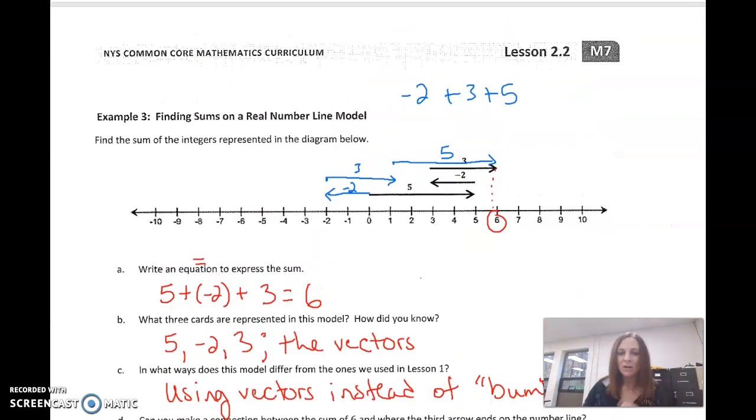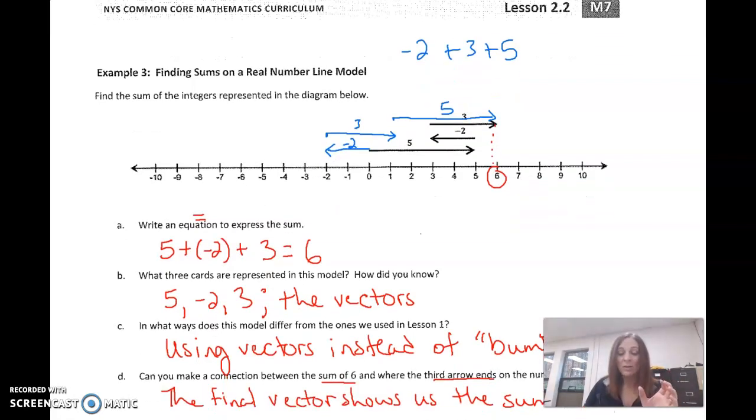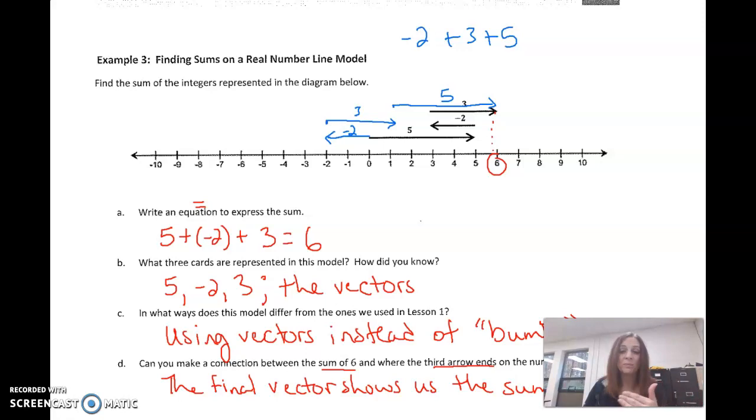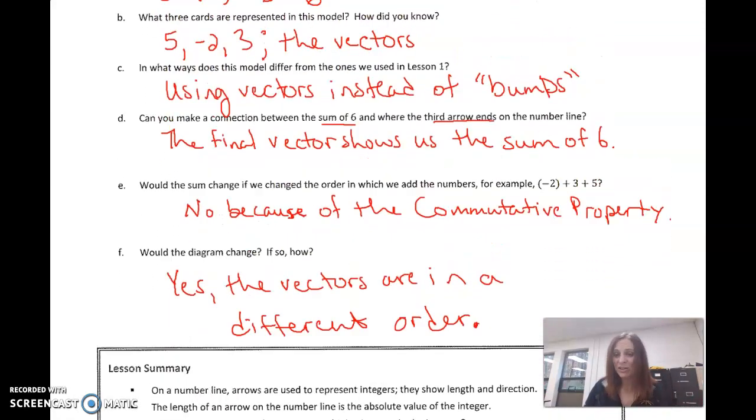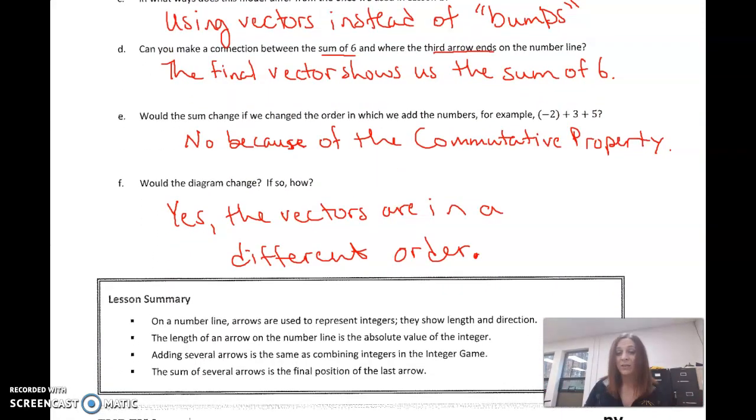But if you look, I still have the same vectors. I have a -2 and a -2, a 3 and a 3, a 5 and a 5. So I still have the same vectors. So I'm still having that same absolute value. I actually still have the same direction. So the vector lengths aren't changing. They're just occurring in a different order.